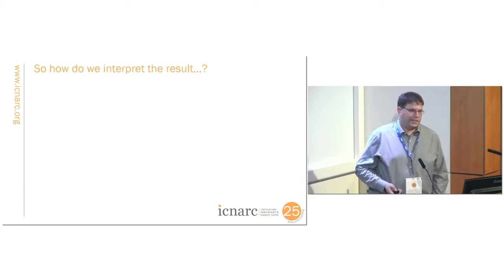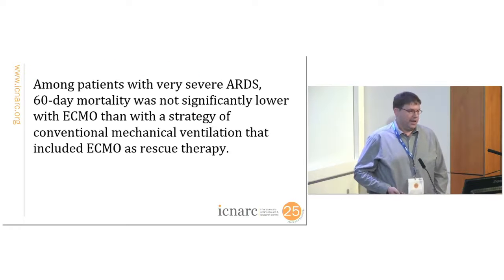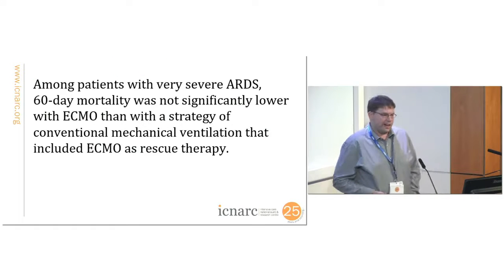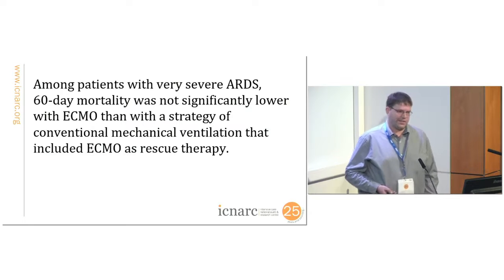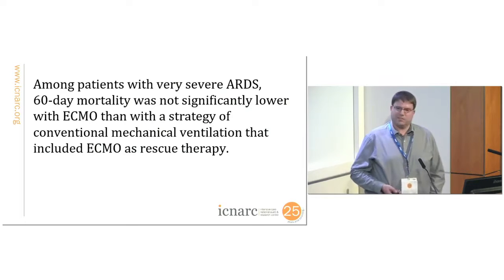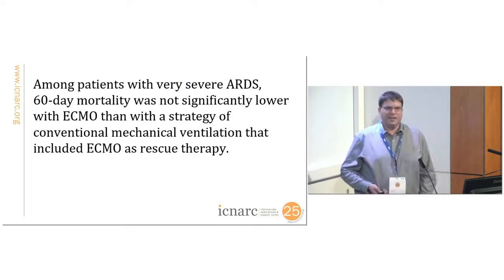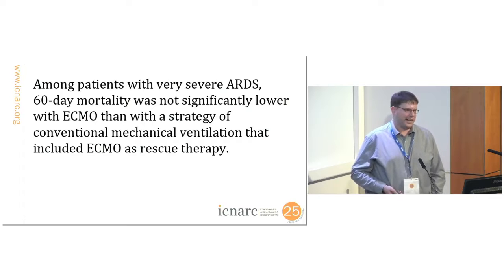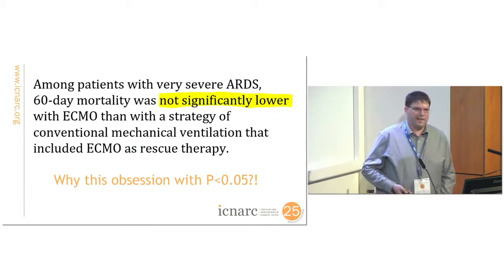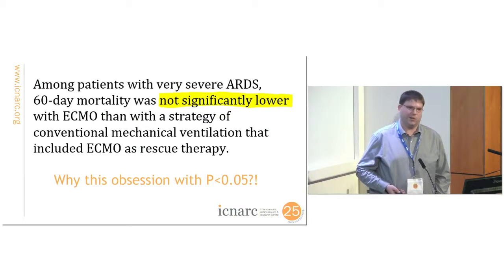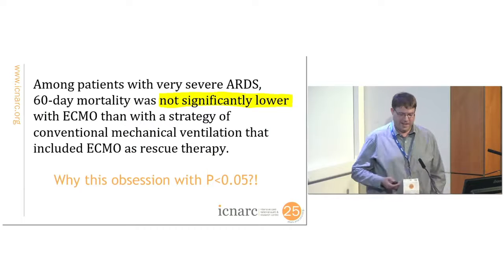So in that case, how do we interpret the result? Well, I think the first thing to look at, obviously, is what do the authors conclude? So among patients with very severe ARDS, 60-day mortality was not significantly lower with ECMO than with the strategy of conventional mechanical ventilation that included ECMO as rescue therapy. I find that a bit of a disappointing conclusion, really, on such a large and detailed set of analyses, that the whole thing is just obsessing around, is the p-value less than 0.05 or not? All we care about in our conclusion, it was not significantly lower, even though we've got a 10% effect size.